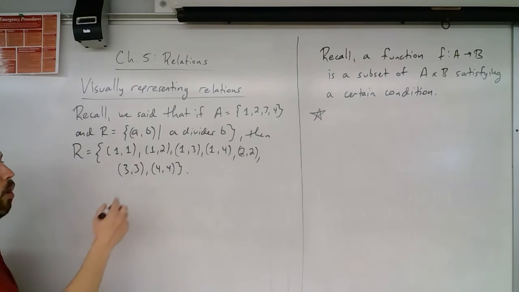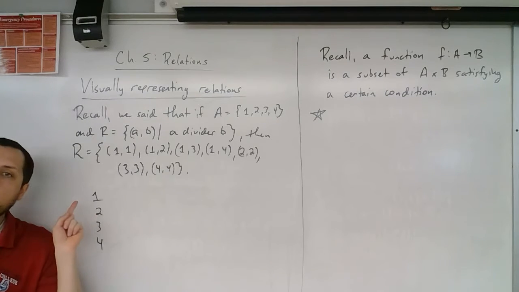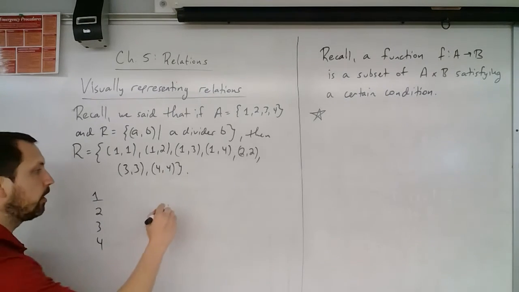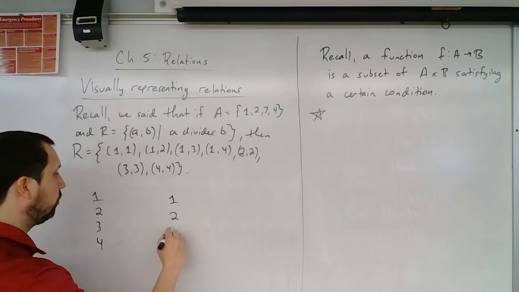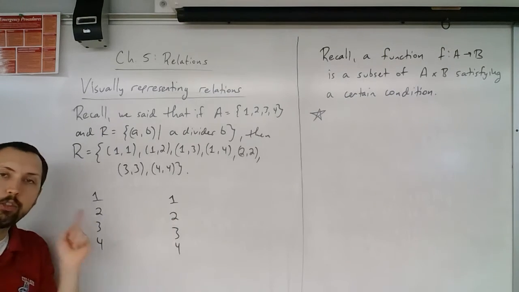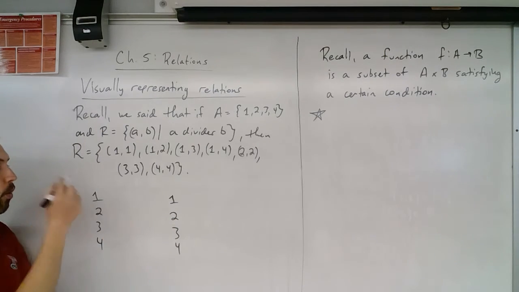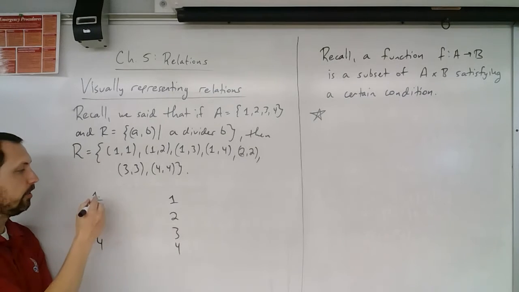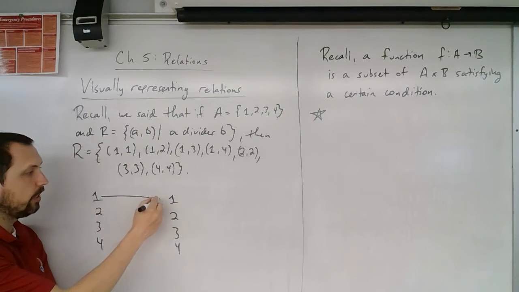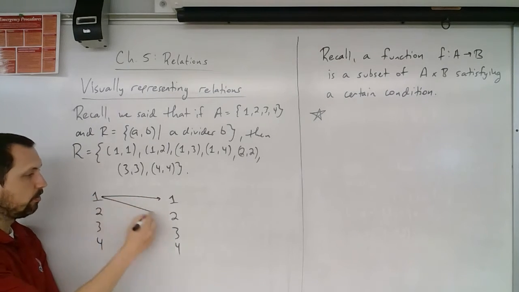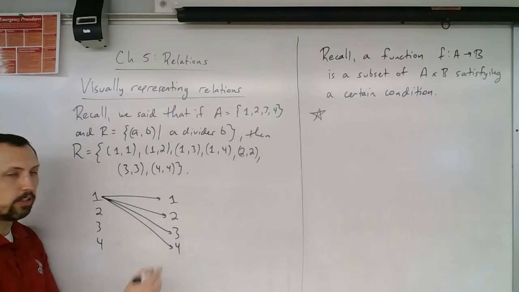Visualizing this, what we could imagine is that we would have, say, the numbers 1, 2, 3, and 4. And then we could say, how do these relate to themselves? So we could also imagine this as being 1, 2, 3, 4. And so we could draw little arrows of saying, which of these numbers is 1 related to? Well, we have 1 is related to 1. We have 1 is related to 2. 1 is related to 3. And 1 is related to 4.